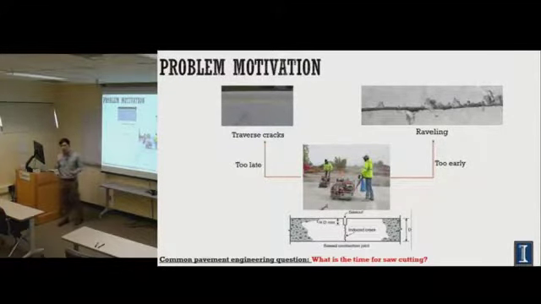Saw cutting is very common in concrete pavement. It is done to reduce random cracking. If we cut too late, we have the problem of random transverse cracking everywhere. But if we do it too early, we will have raveling along the joint. You see it here. So timing is extremely important in this case.